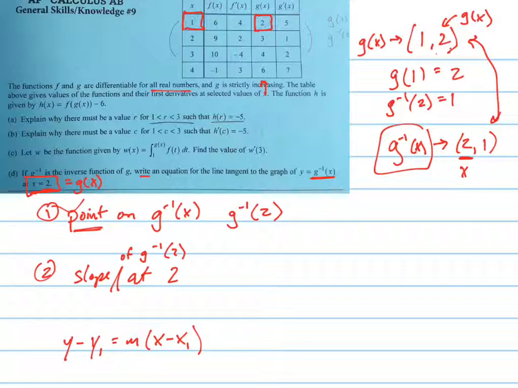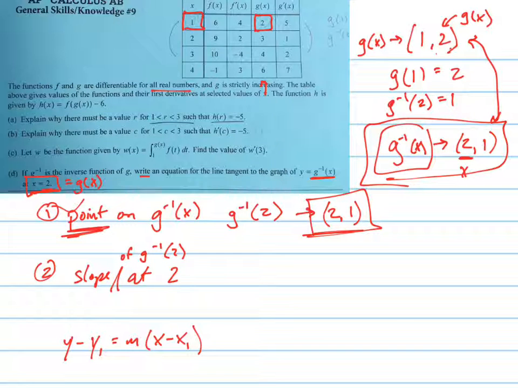Okay, so there's my point. My point is 2 comma 1. The point that I'm looking for is 2 comma 1. So I got part of my stuff filled in: y minus 1 equals x minus 2. Now I only have to find my slope, and I'll be done. So what's the slope? Well, this is where we come up with a formula.